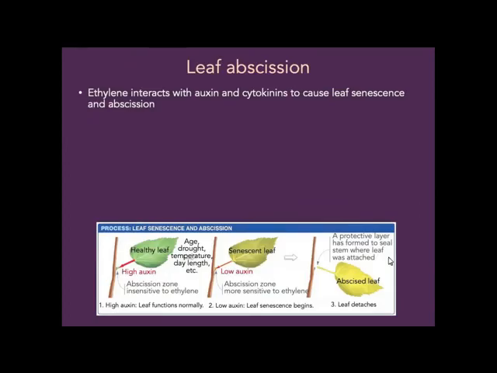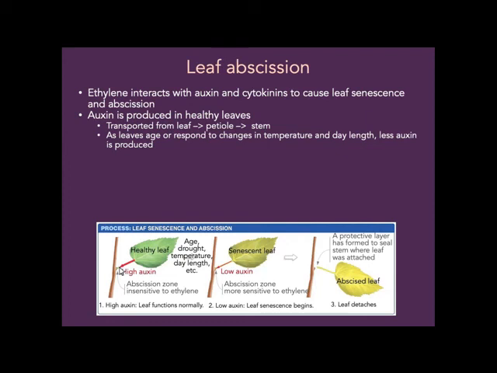All right, so let's talk more about leaf abscission because it involves several of these hormones at the same time. So during the time of the year when you have healthy growing leaves, you have high levels of auxin at the end of the petiole, the stem of the leaf. And these high levels of auxin are insensitive to ethylene, so you could expose this leaf to ethylene and it won't do anything. Okay? Yeah, so the auxin is transported from the leaf to the petiole to the stem.